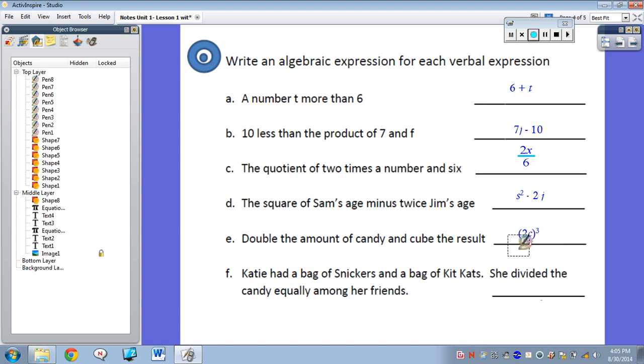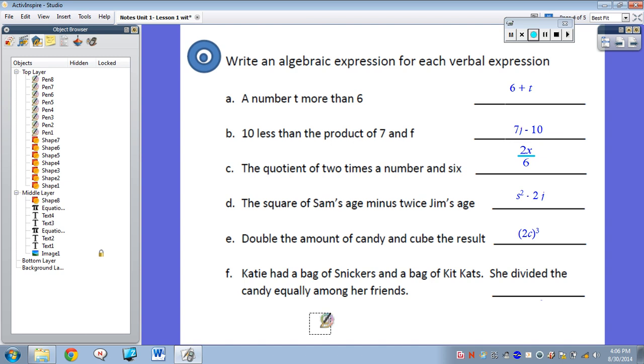Okay, so here's the 2C part, 2 times C, double the candy, and then you're cubing the result you get after you double it. So you actually have to put 2C inside your parentheses because you want to cube all of that. Whatever you get when you multiply 2 times, when you double the candy, you want to cube all of that. So you have to put parentheses around your 2C, and then cubing it means raising it to the third power. Just like squaring something means raising it to the second power.